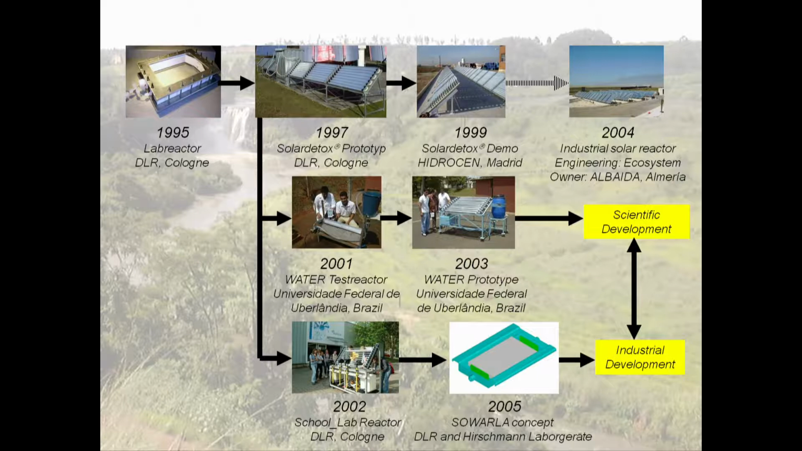But it is one thing to develop the technology. The next thing is you must bring the technology into the places where they should be used best. And so education and science are important. Two examples are shown here. A development done at the University of Uberlândia in Brazil and a school lab at DLR where we developed the technology and we brought it to the scientists, but also to pupils and students to know about the technology and know what can be done.